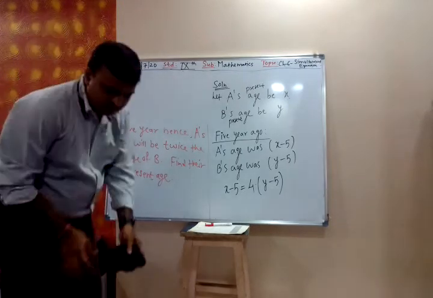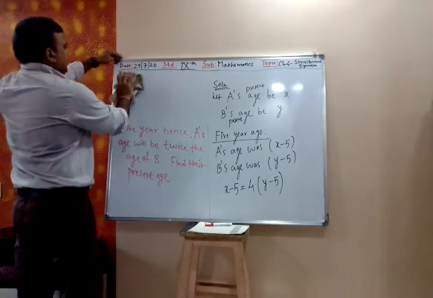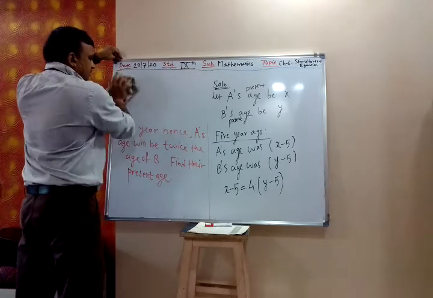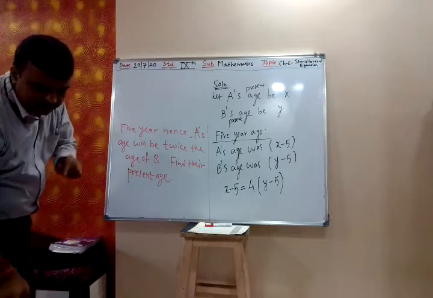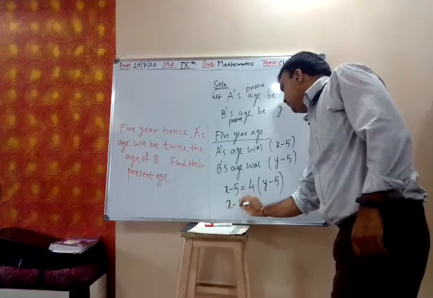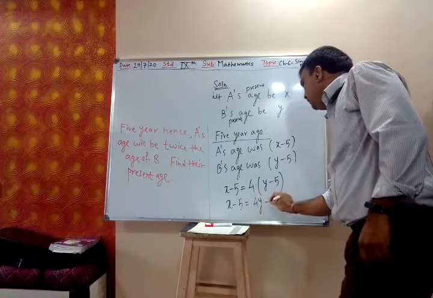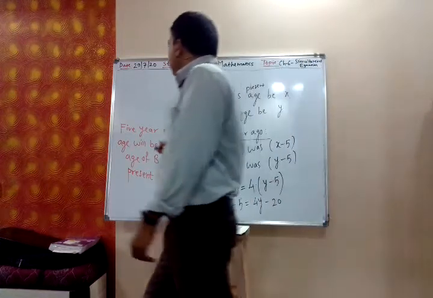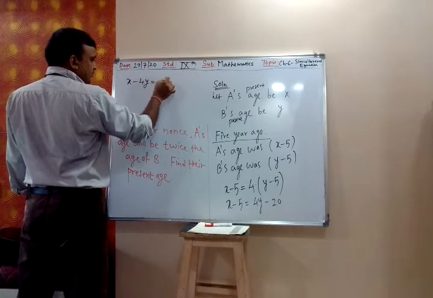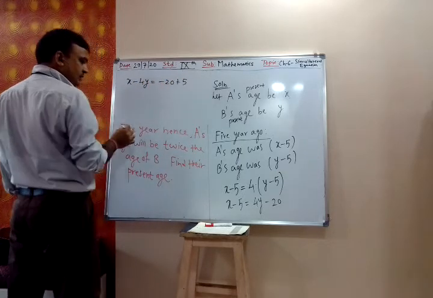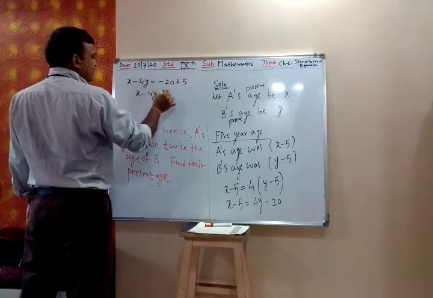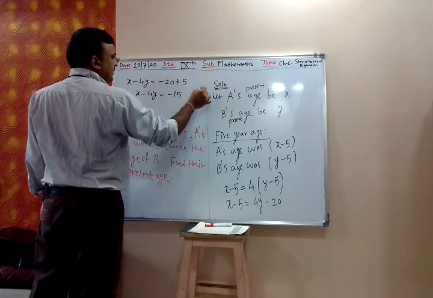So now you solve this and get the equation. Now simplify and get equation 1. So X minus 5 is equal to, we open the bracket, 4Y minus 4 into 5, 20. Now take 4Y on the other side. X minus 4Y is equal to minus 20 plus 5. Correct? So X minus 4Y is equal to minus 15 is my equation number 1.